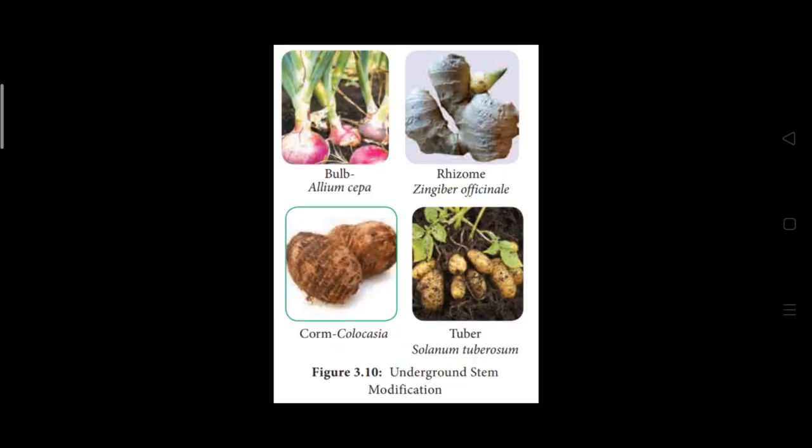The stems growing in the soil are called underground stems. Look at these examples. The first picture is onion. The second one is ginger, the third one is corn and the last one is potato. We may misunderstand that these parts are the root portion of the plant because these plants are growing under the soil. But actually these parts are the stem portion of the plant.